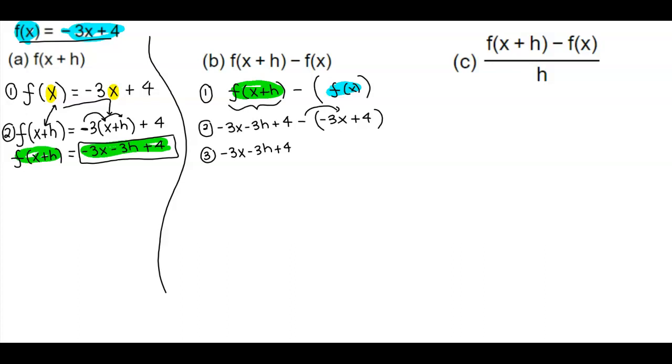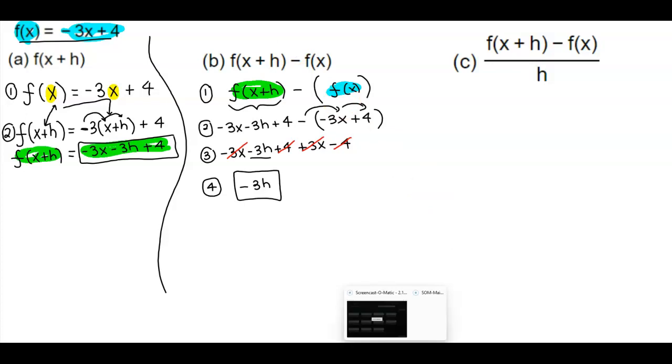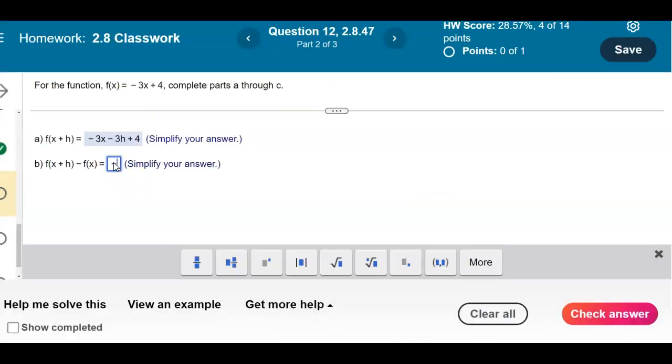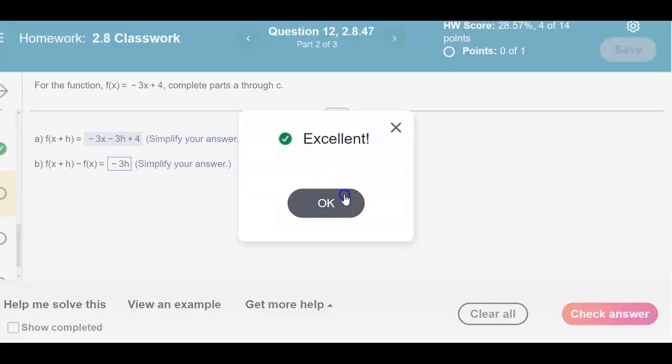And then we're going to distribute the negative sign there. So negative times negative 3x is plus 3x. And negative times a positive 4 is going to give us negative 4. Okay, now can we combine like terms? When we combine like terms, we can see that negative 3x plus 3x gives us 0. 4 minus 4 also gives us 0. So the only thing that's remaining is negative 3h. So in step number 4, the answer is negative 3h. So let's go ahead and put that answer in here. So we got negative 3h. Check our answer. There's our result.